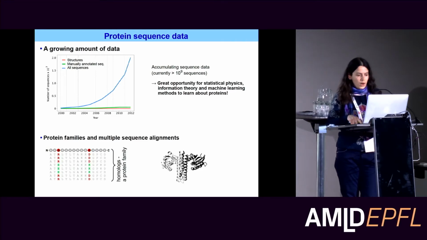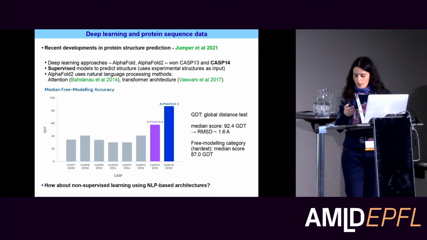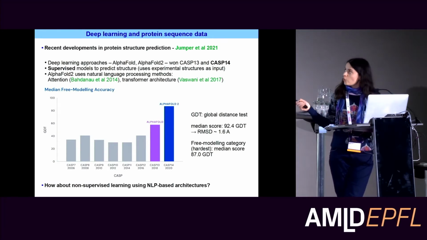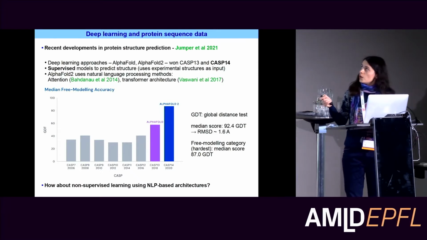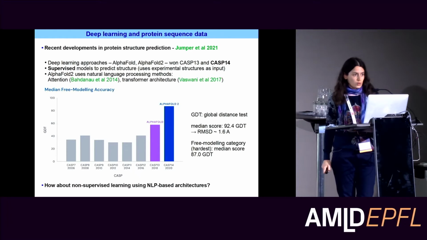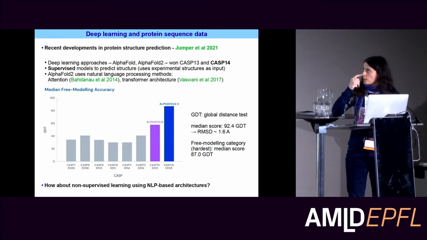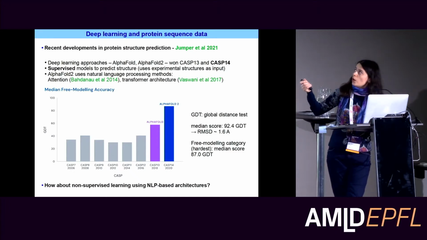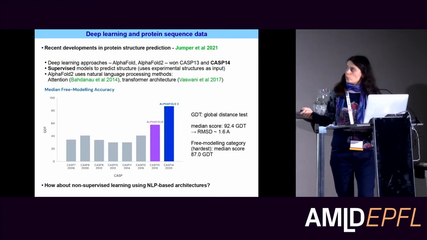And now, let me tell you a bit about how machine learning is impacting this field. I'm sure you've all heard about AlphaFold, which has made very impressive progress in protein structure prediction from a supervised point of view. It's a model that uses natural language processing techniques, specifically attention and the transformer architecture. And that is trained in order to predict structure using the experimentally known structures and sequences as input.